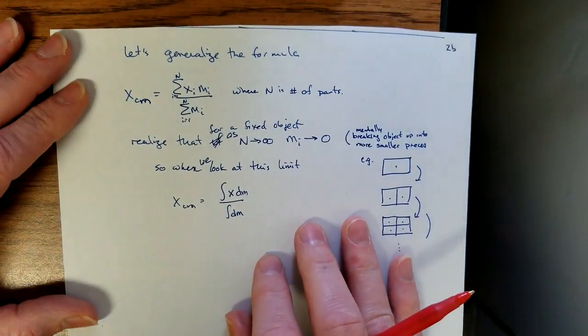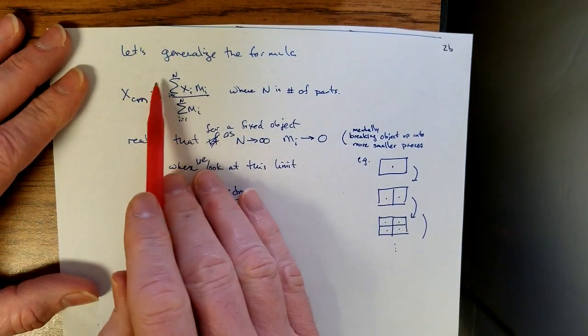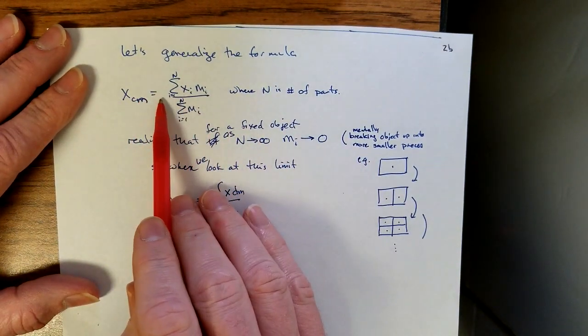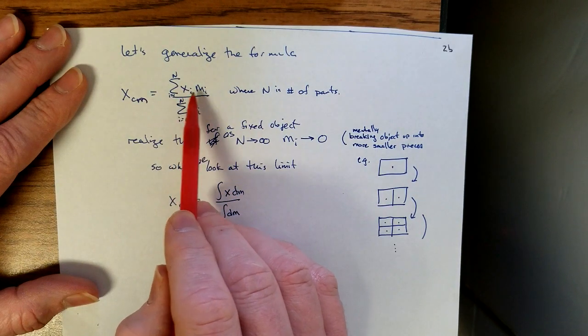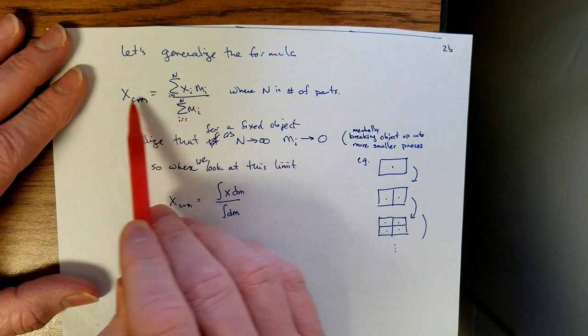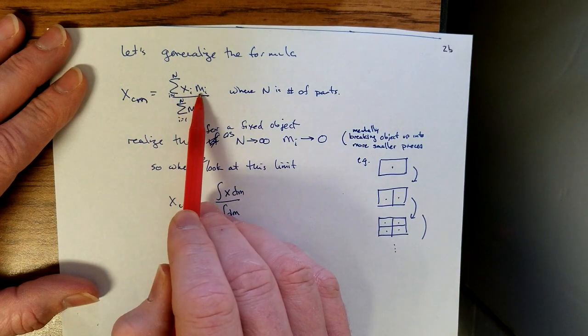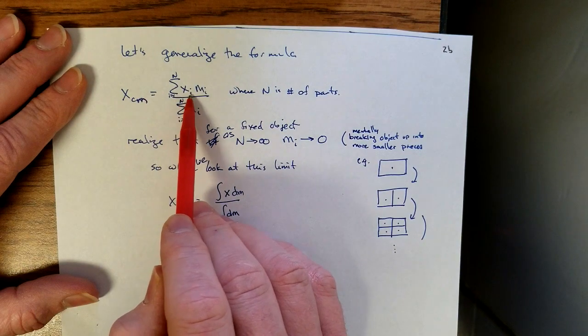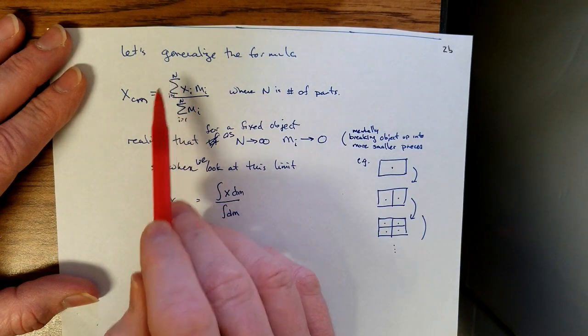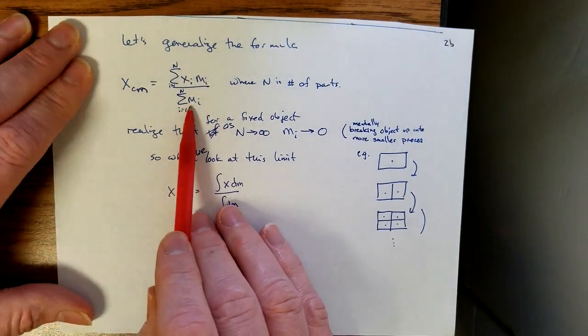So let's generalize now. If I've got a whole bunch of masses, I do the exact same thing. I add up x_i times m_i, so the position in that particular direction times the mass of that particular section, where this i is a value from 1 to however many parts I have, divided by the total mass.